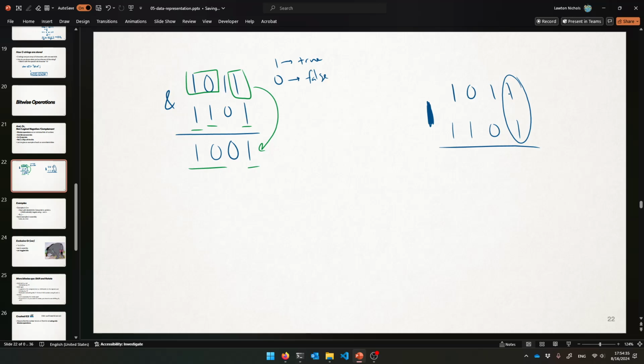It's going to do logical OR on each bit as it lines them up. So this is a logical OR. True ORed with true, that's still true. So a 1 goes there. True ORed with false is still true. So a 1 goes there. False ORed with true, true. And then true ORed with true is still true. So we got all 1s here.